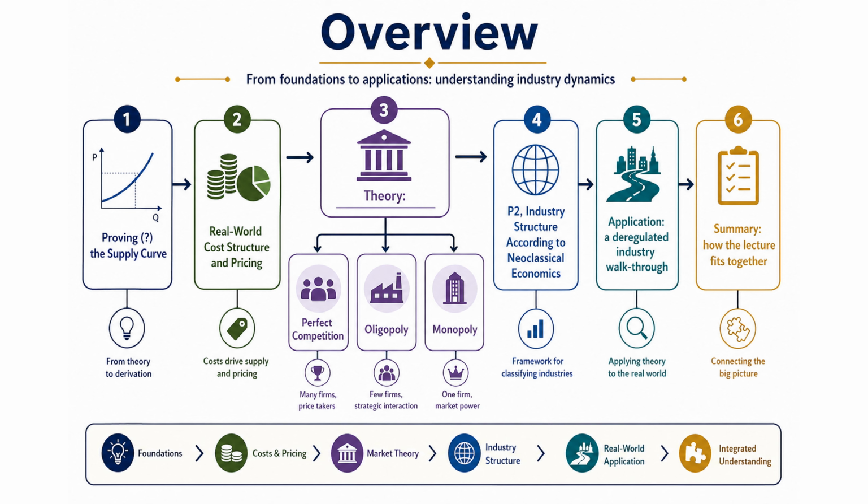Here is a quick overview of what we will cover. We will cover proving the supply curve, real-world cost structure and pricing, theory, perfect competition, oligopoly, monopoly, P2, industry structure according to neoclassical economics, application, a deregulated industry walkthrough, summary, how the lecture fits together. We will start with the foundations, build step by step, and end by tying the ideas together.